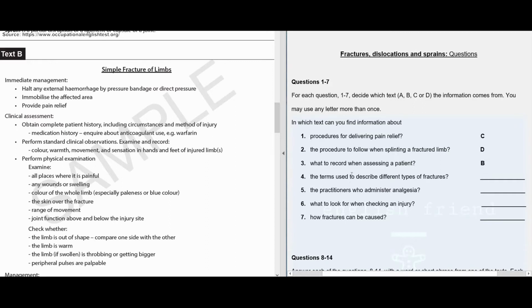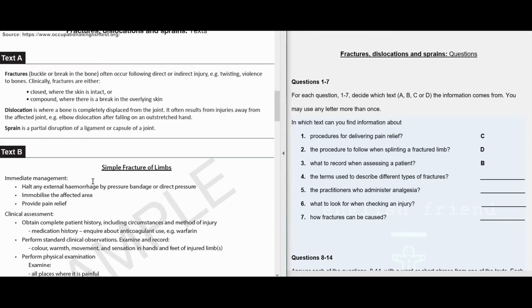Question number 4. The terms used to describe different types of fractures. Now this is general information regarding fractures, so we need to check text A for that. Here we can find fractures. Buckle or break in the bone often occur following direct or indirect injury, for example twisting, violence to bones. Clinically, fractures are either closed, where the skin is intact, or compound, where there is a break in the overlying skin. So these are the 2 words to describe different types of fractures. Answer for question number 4 is A.